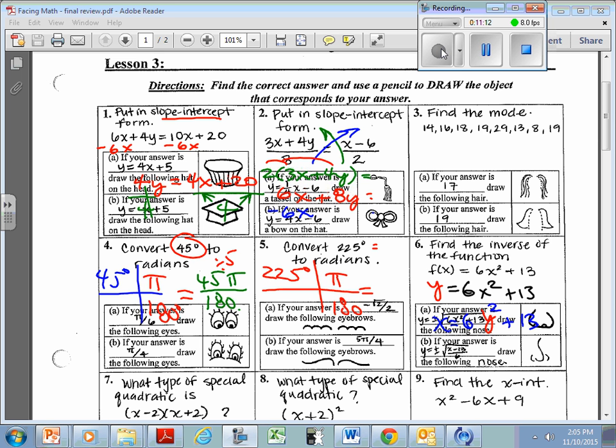All right, what am I doing now? All right, here it comes. Minus 15. It's in green. What the heck?